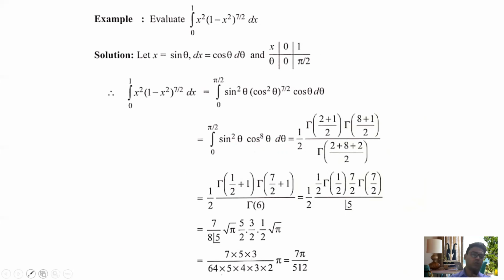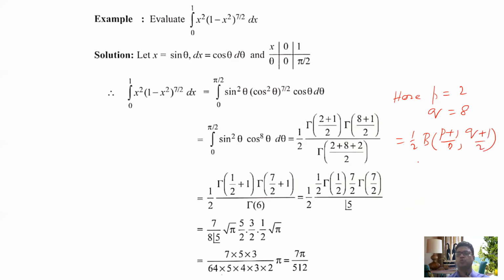And please don't forget to mention what P is and what Q is. It will be better for your understanding. So here P equals 2 and Q equals 8. So ultimately you have half beta of (P plus 1) by 2, (Q plus 1) by 2. Always write the formula in terms of P and Q first, then you can substitute the values.